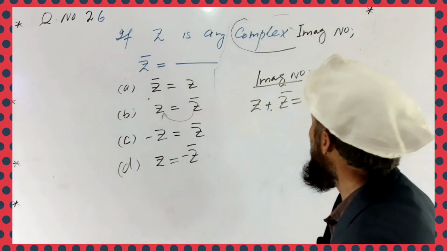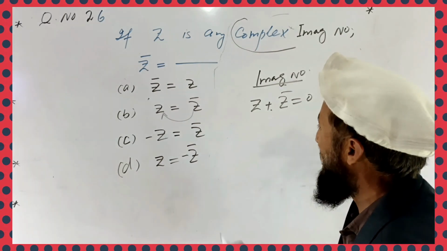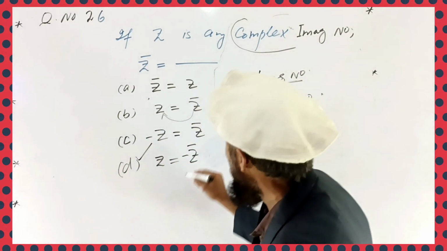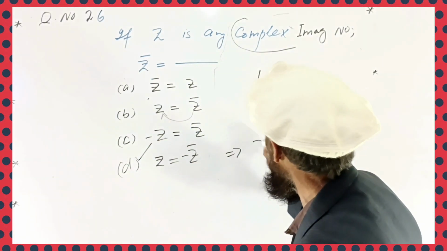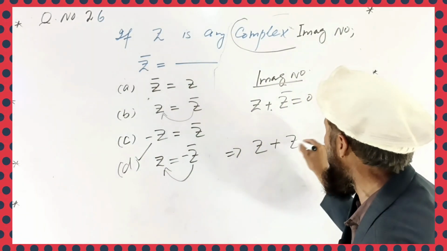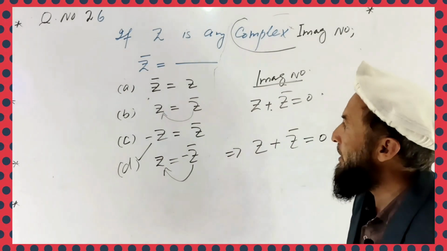Look here, if z plus conjugate is required, this result is correct. D is the correct answer, because if we change this result here, z plus z conjugate is equal to 0. So the D part is the correct answer.